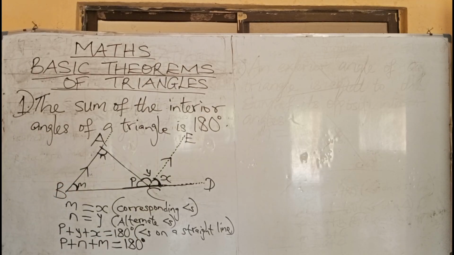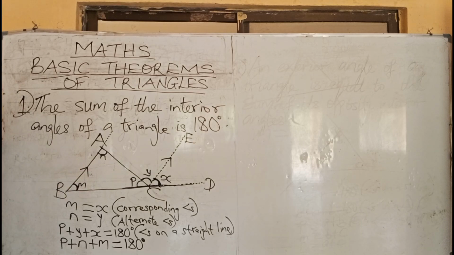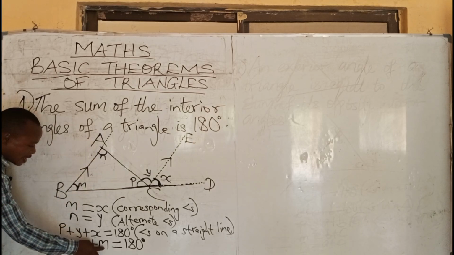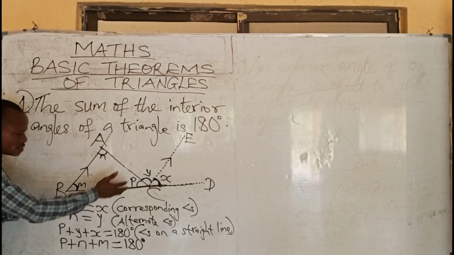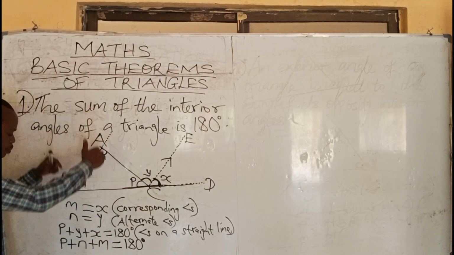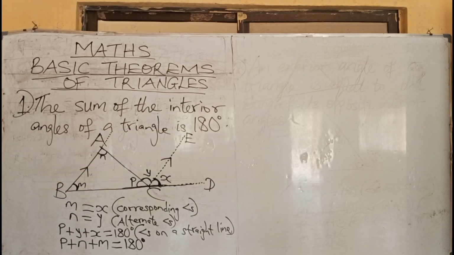Now, looking at the figure, we will see that P is an interior angle of the triangle, N is an interior angle of the triangle, and M is also an interior angle of the triangle. These are the three interior angles of the triangle, which is 180 degrees when added together. So this illustration here is to prove that indeed the sum of the interior angles of a triangle is 180 degrees.